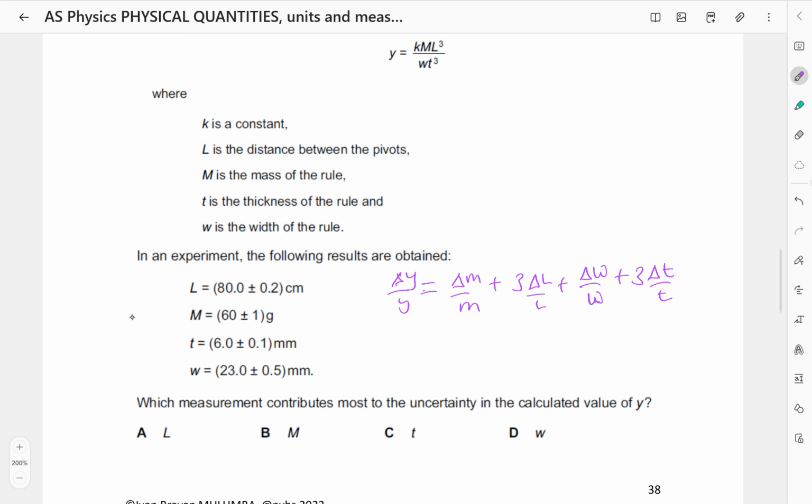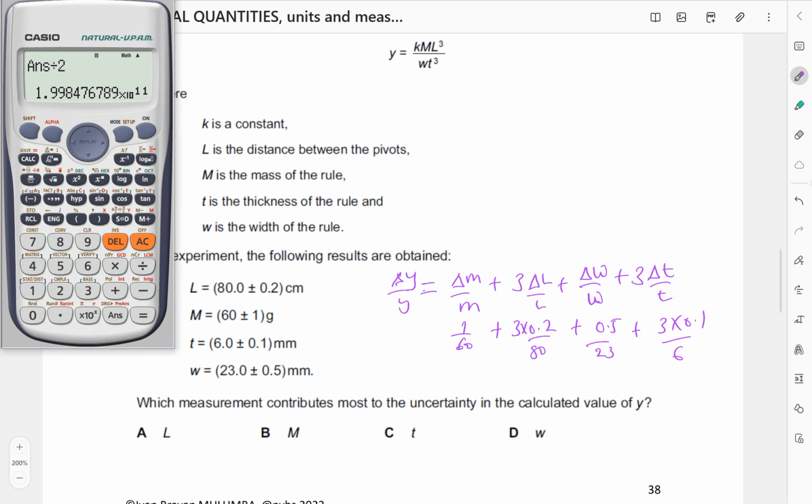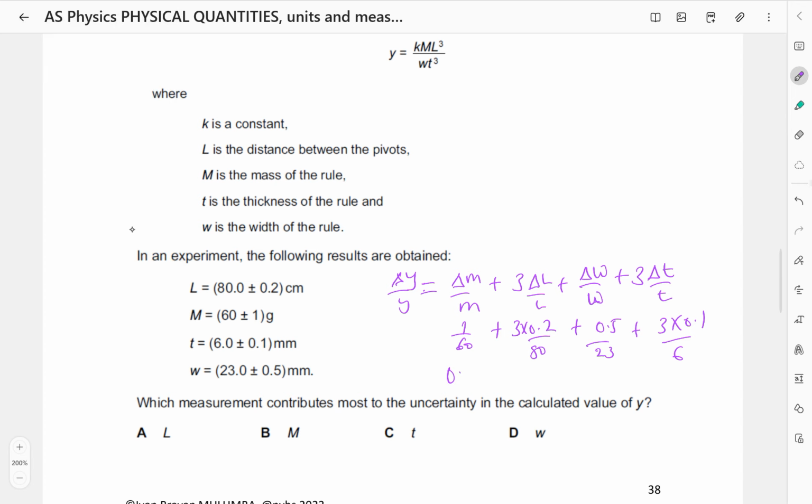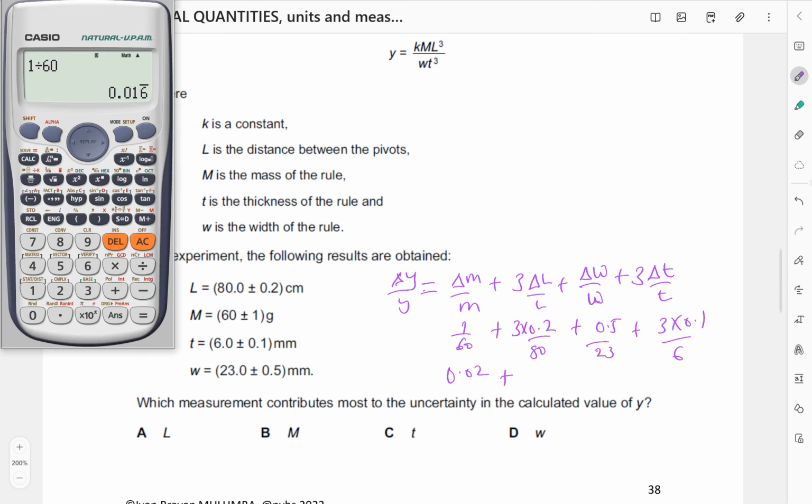So for M, it will be 1 divided by 60. For L, it will be 3 times 0.2 over 80. For W, it will be 0.5 over 23. For T, it will be 3 times 0.1 over 6. So when we check with our calculator, 1 divided by 60 is 0.02. I'll just write here 0.02. Then 3 times 0.2 is 0.6 divided by 80. That is already small, even if I don't write it.